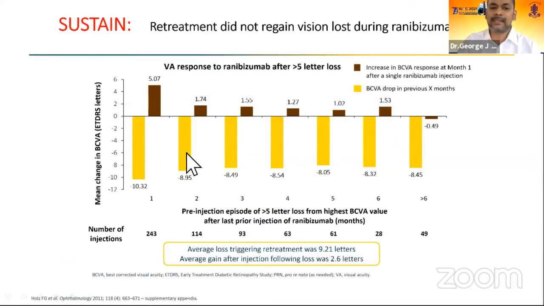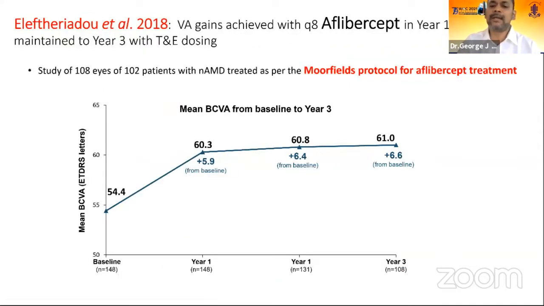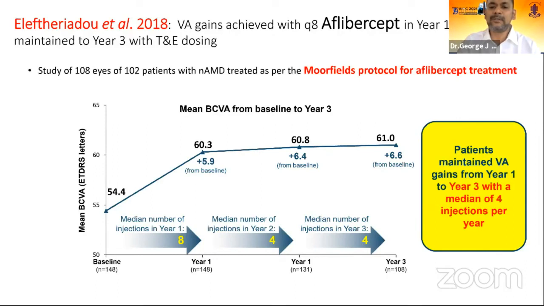When you look at the SUSTAIN study, these are long-term results. These fluid fluctuations happen with PRN because you are waiting for the fluid to come to inject, and the vision lost by the fluid fluctuation after the injection is not regained completely. So when you look at 5 or 6 years, there is a gradual decline in vision with this PRN regime, as you can see in this study. Now when we look at the treat and extend protocol, the Moorfields protocol, they used aflibercept in this study.